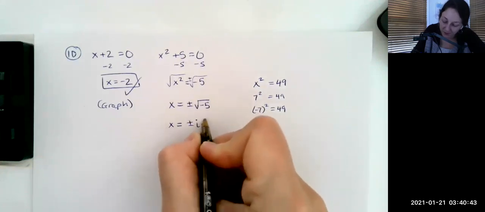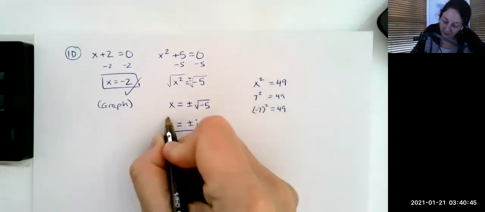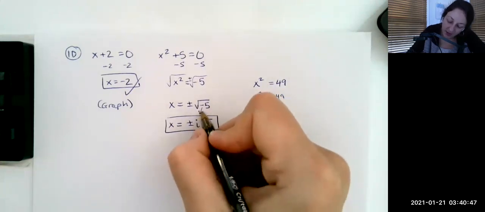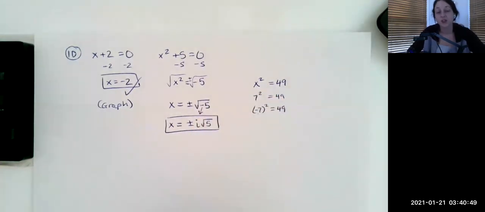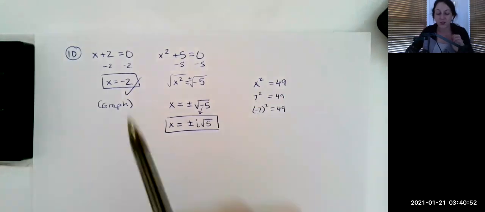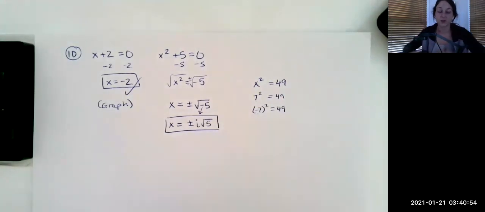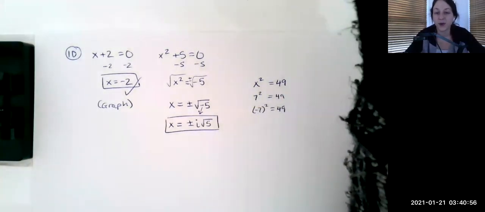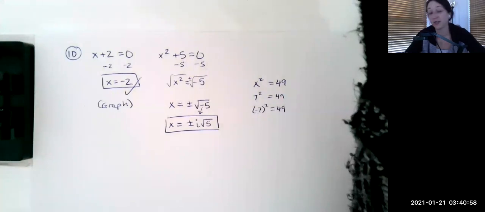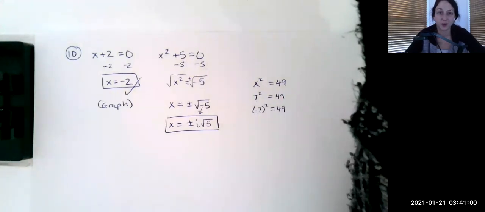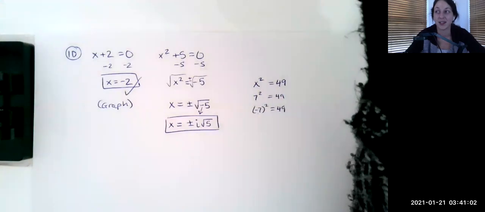And this is why we didn't see it on the graph. It's imaginary. Square roots of negative numbers are imaginary. So that's why on the graph we only saw the single answer of -2. All right, that's it for your Unit 4 exam review. There are more practice problems on Canvas if you want to click on any of those worksheets.